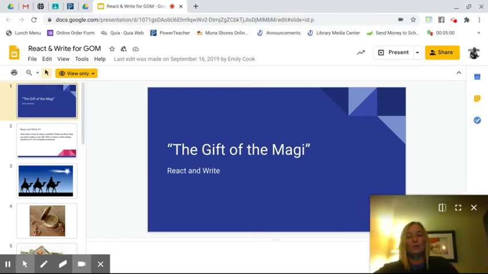So on Google Classroom, you'll find that you have 7 questions, and they're the react and write specifically for The Gift of the Magi. So as I'm reading, I'm going to pause and ask you those questions as we go through. You can do a split screen if you want to, if that helps. That way you can answer as I am asking you the question, if that works best for you. Otherwise, you can click from tab to tab.